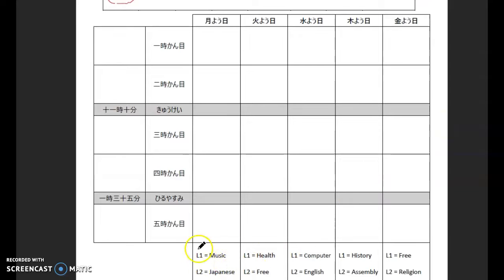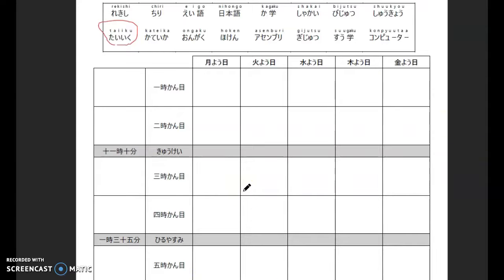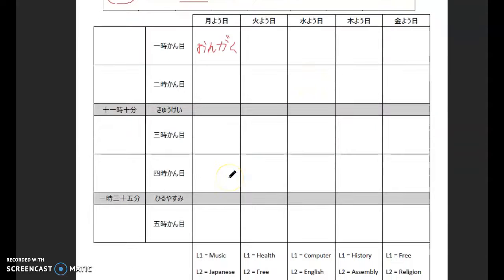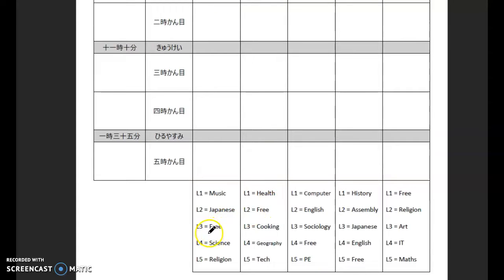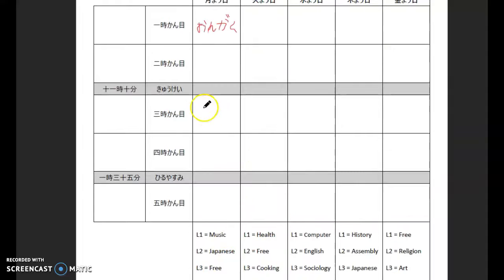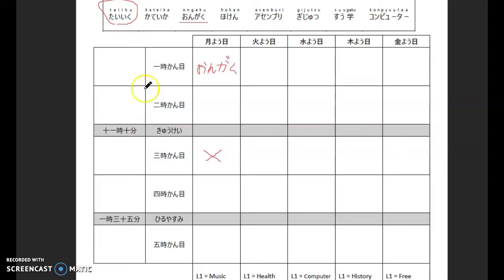So we know that lesson 1 for this day needs to be music. I know that music is ongaku, so I'm going to write ongaku in my neatest Japanese writing. You'll be much better because you won't have a computer pen. Okay, so I'm going to go through all of those. I might start with the subjects I know really well, or start with the frees even. You know, lesson 3 on Mondays are free, so I might just do a little cross there so I don't write in it. Once I've done all of that, I'm going to go and fill out the times.